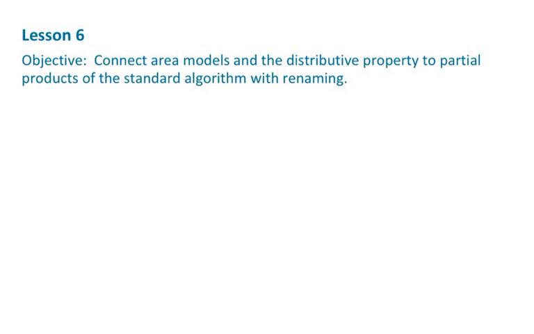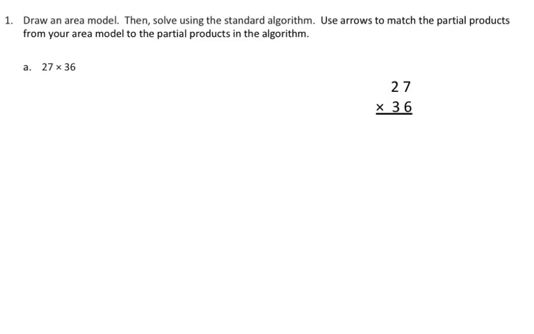This is grade 5, module 2, lesson 6, and this objective is to connect area models and the distributive property to partial products of the standard algorithm with renaming. So this time you'll see that it's a little different from the previous lesson. I'm going to use homework problem number 1A for the example.